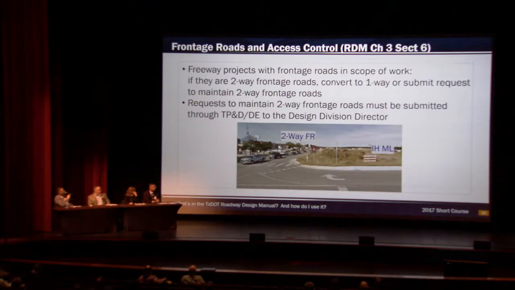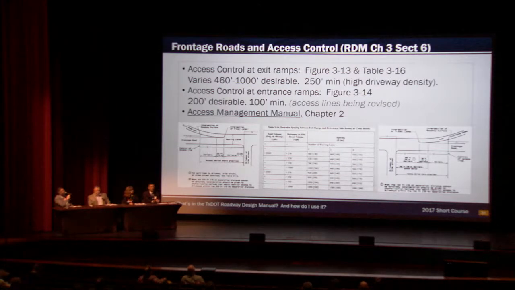If you have a project where in the scope of work you're doing something to a frontage road and it's currently a two-way frontage road, you either have to convert it to one-way or submit a request to maintain it as a two-way frontage road, and that request should be submitted through the district to the design division director.